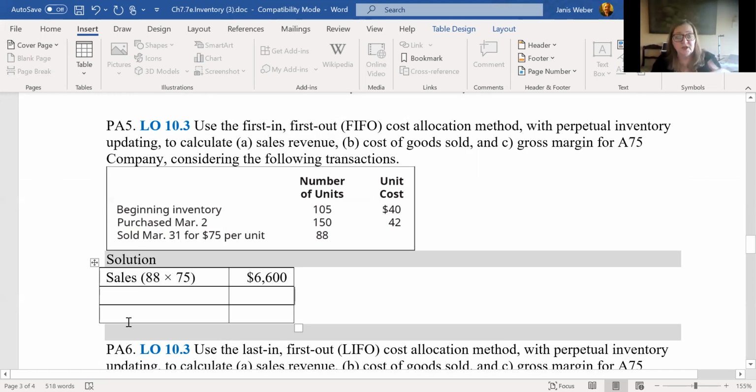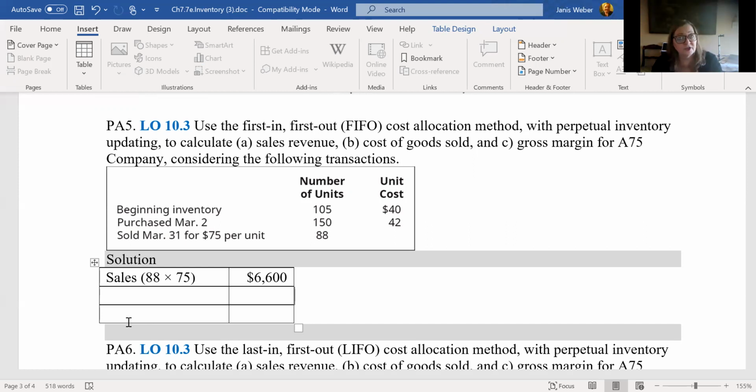So we'd make that journal entry that debits cash or accounts receivable and credits the sales revenue for $6,600. Then we're about to make that twin entry that debits cost of goods sold and credits the inventory account, but we're trying to figure out how much to put in that entry. So we're trying to figure out which ones we would assume we sold if we're using the first in, first out method. We have two lots of product. One lot, 105 units, we bought at $40 per. And then the second lot on March 2nd, we bought 150 more units for $42 per.